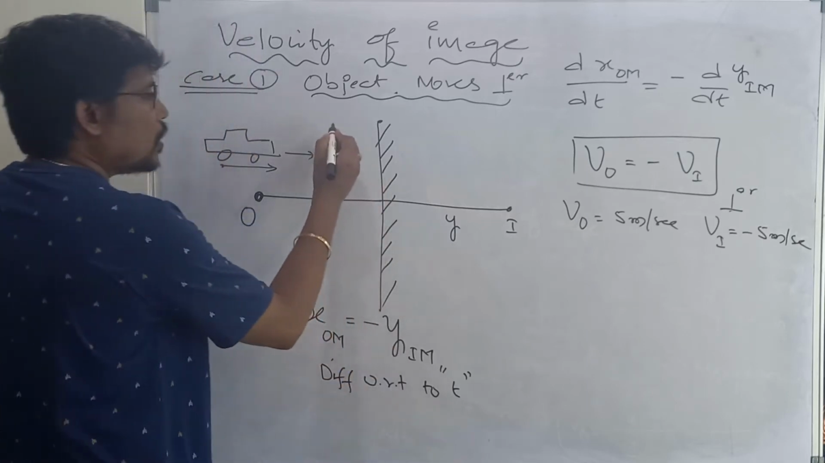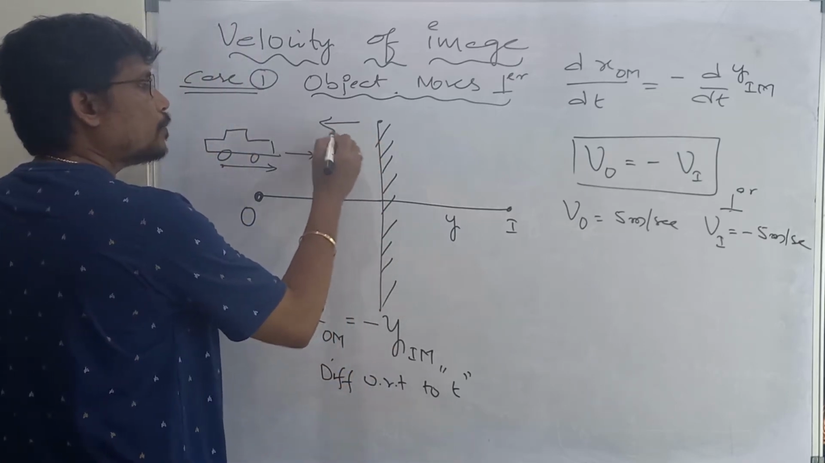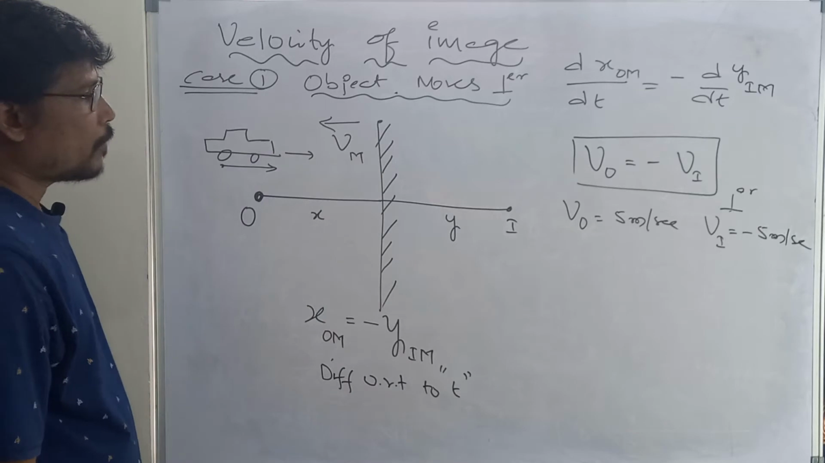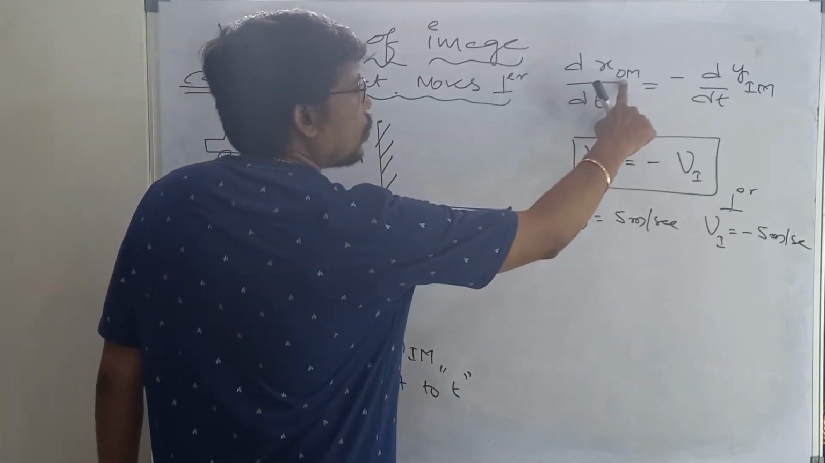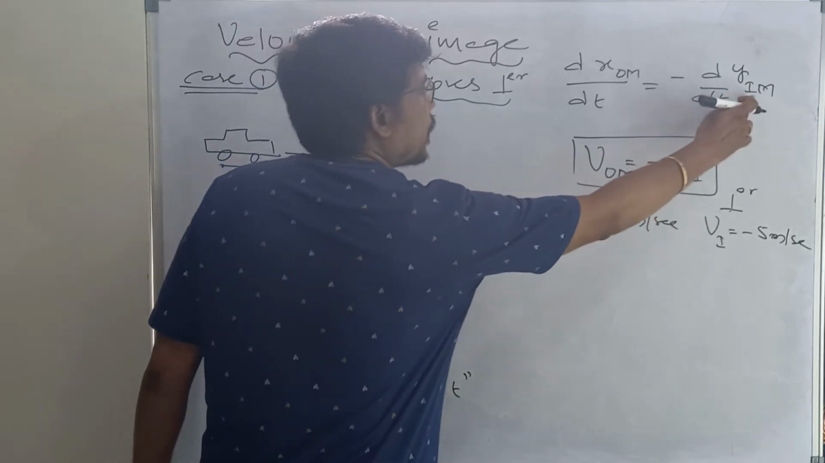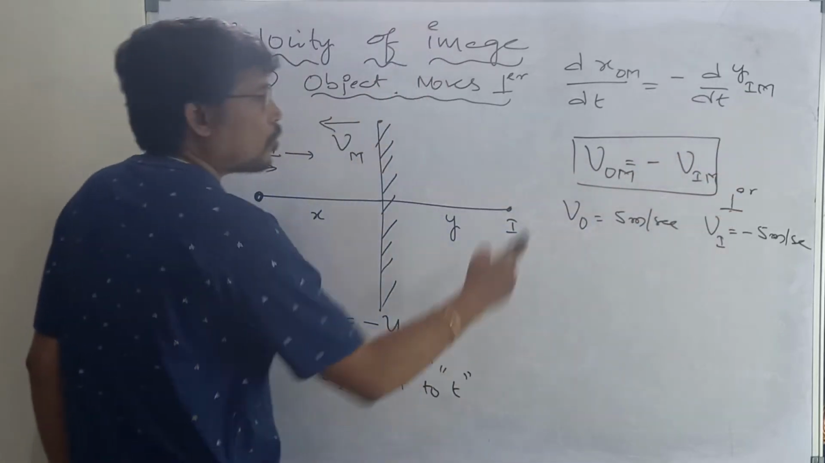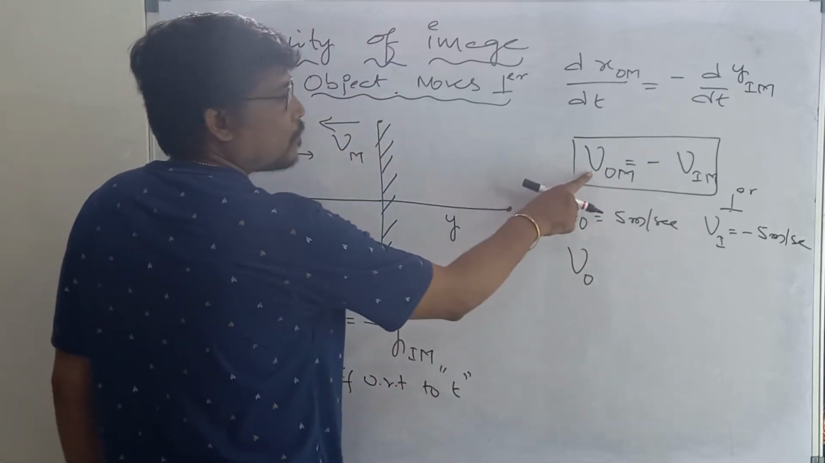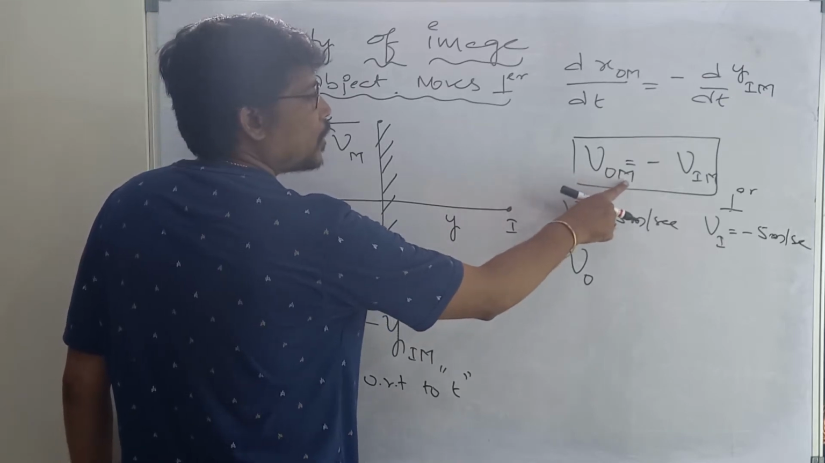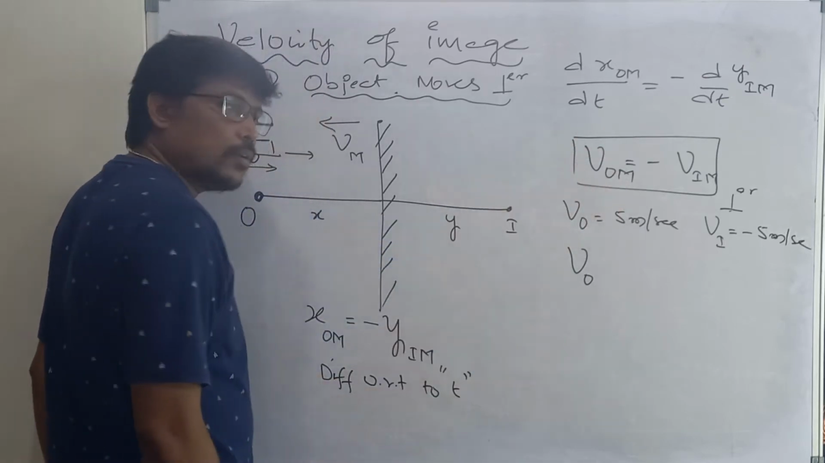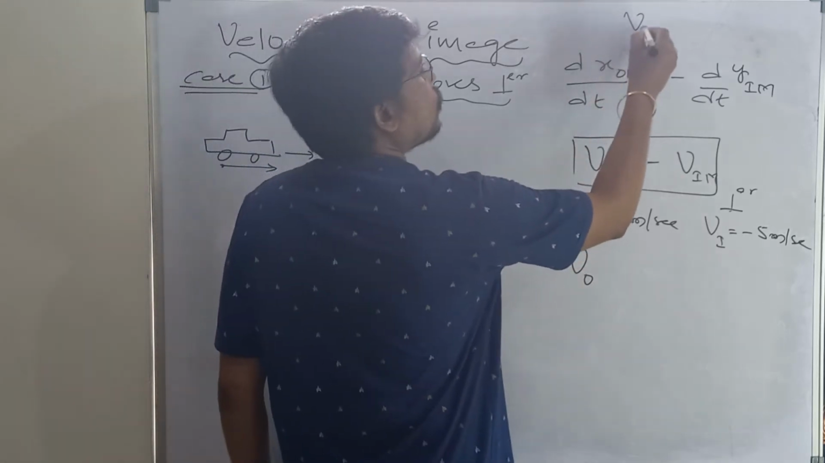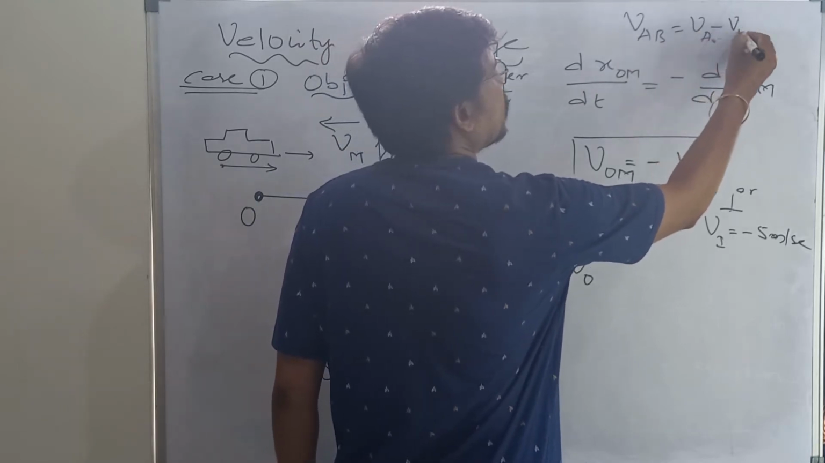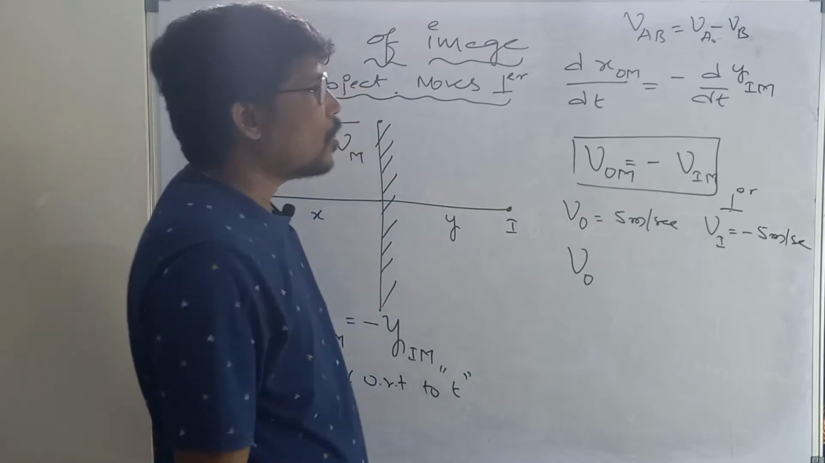Now suppose the mirror is also moving with a velocity of vm, then what happens? See, this you already know, the object with respect to the mirror and the image with respect to the mirror. You know the relative velocity definition. The velocity of the object with respect to the mirror is the velocity of the object minus the velocity of the mirror. You know V of AB is equal to VA minus VB. The relative velocity of A with respect to B is VA minus VB.